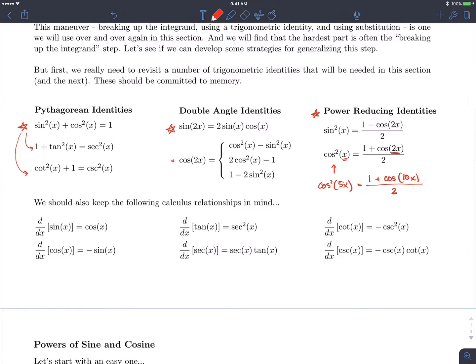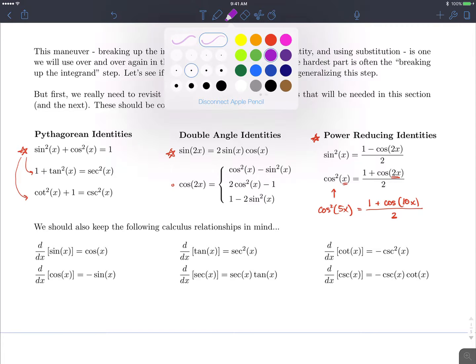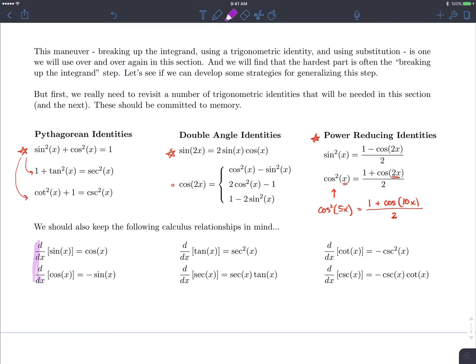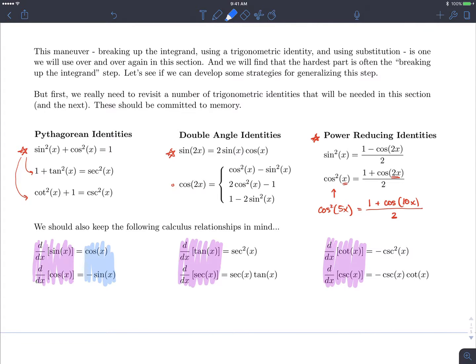All right, so some trig identities to review. And then lastly, if you haven't already, you're probably going to want to keep these in the front of your mind as you go through problems that involve trig functions. In particular, it's good to recognize what you can differentiate. So we might look at these and remember, hey, I know how to take the derivative of these. So all of these you can differentiate, and these are trig functions that you know how to integrate.